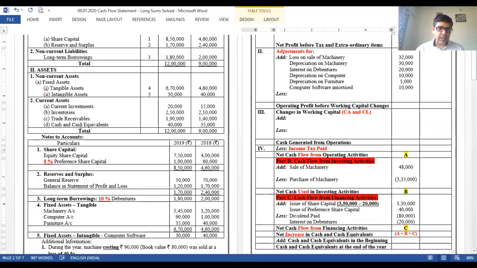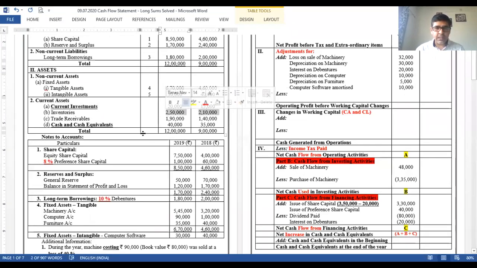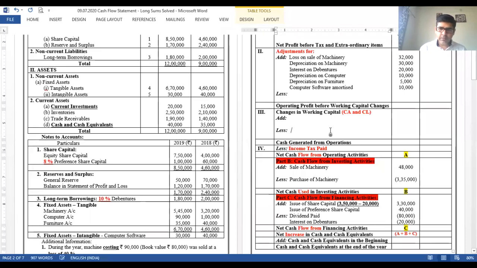Current assets, current investments is given. Current investments, I'm sure you remember this. This has to be taken because there is no additional information about what it contains. So by default we assume it to be the cash and cash equivalents, right? Please remember. Inventories now has increased from 2,10,000 to 2,50,000. Inventories increase, asset increases, outflow, we must have purchased, so in working capital by way of deduction inventories, right? Amount has to be negative.